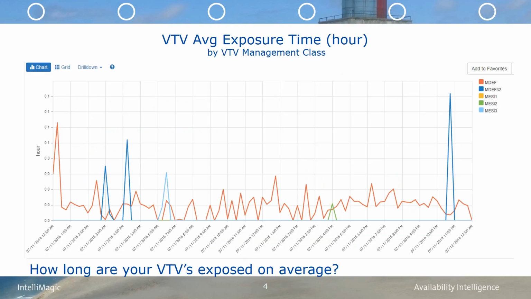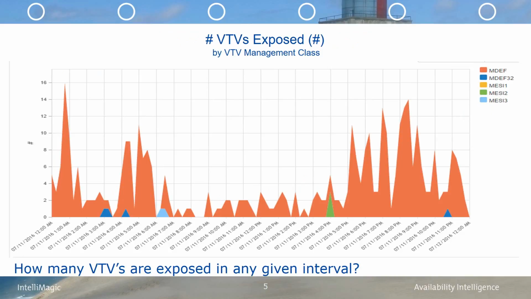So let's take an example of the average exposure time. This shows hour on the left, but we're changing this to minute because that's obviously a better metric for this particular measure. We're seeing that for the MDEF management class, we're seeing what amounts to about 12 to 15 minutes. And occasionally for the other class, the blue one that we're seeing here, we're jumping up to the higher levels. We can go and see why that is occurring through the drill downs that we're going to look at.